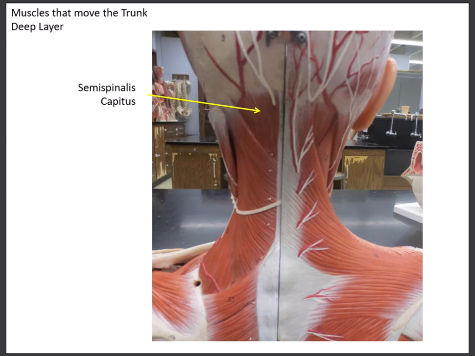We'll look at the transversospinalis group first. The first muscle, like I said, we had already identified in the head and neck video that we did. This right here, and again I labeled it over here, is called the semispinalis capitis.